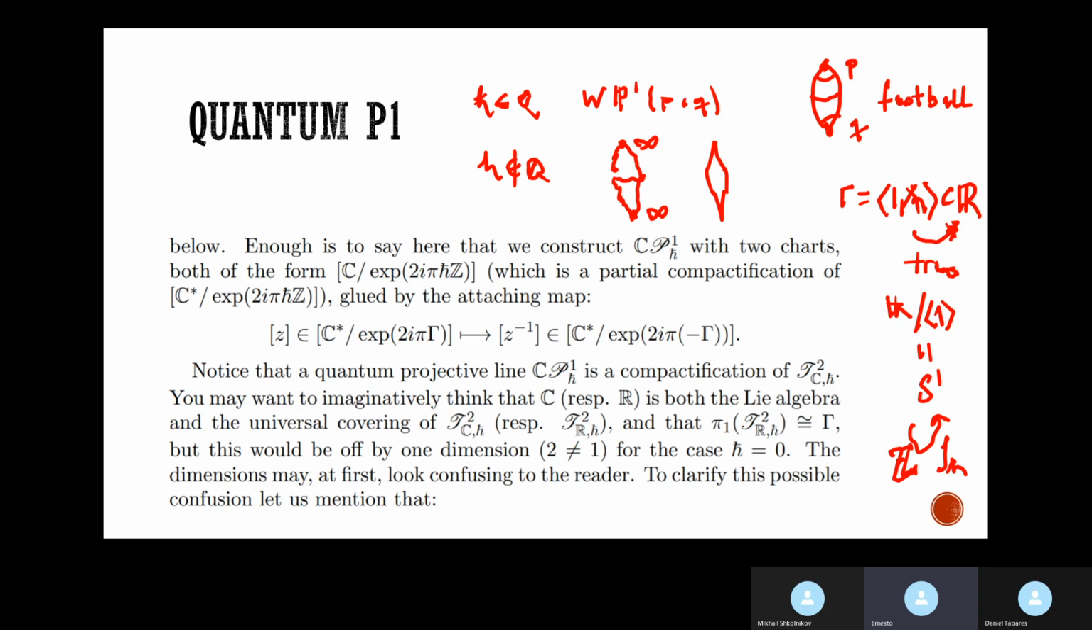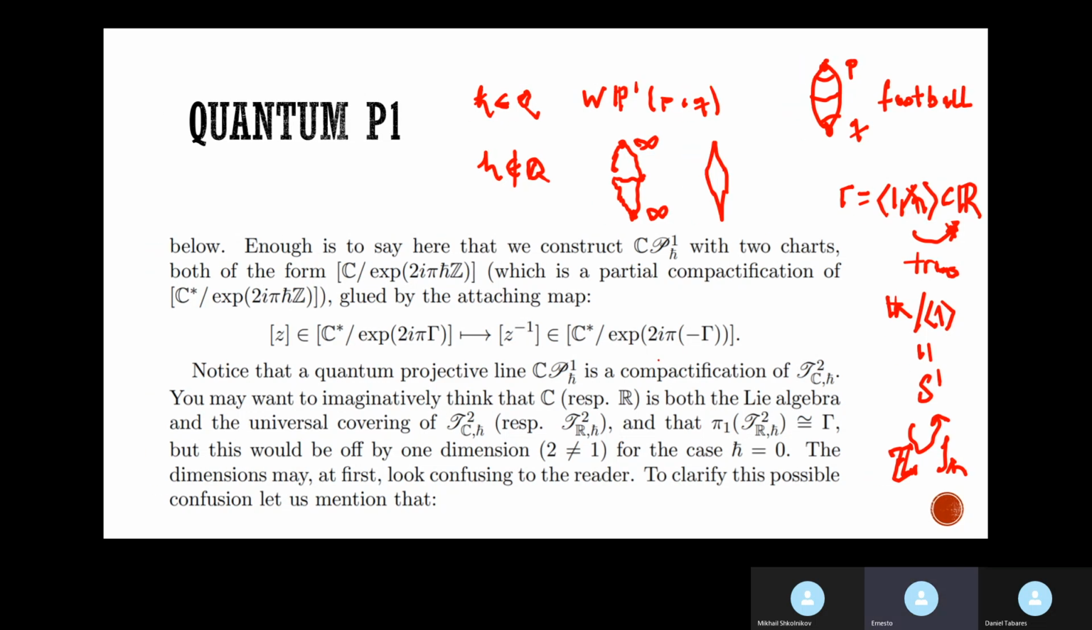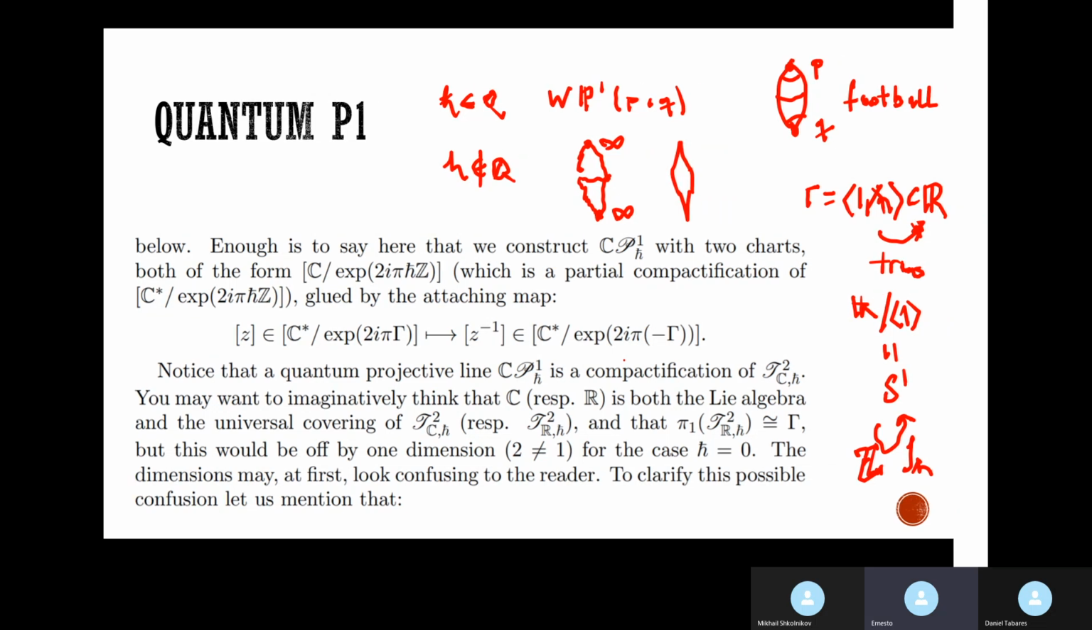And the quotient is a non-Hausdorff space. I'll come back in 1 second.